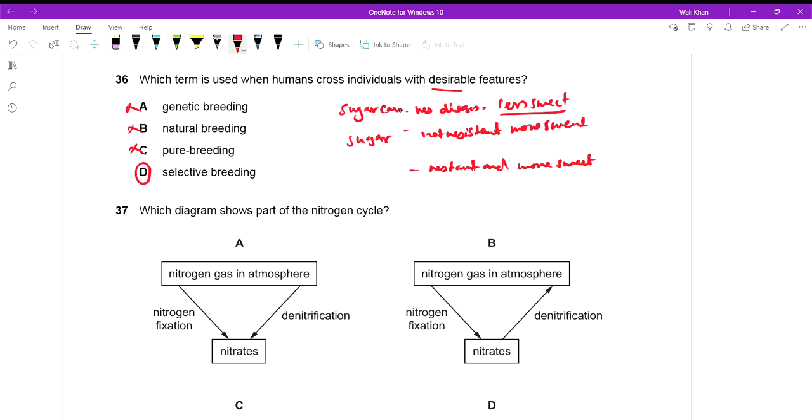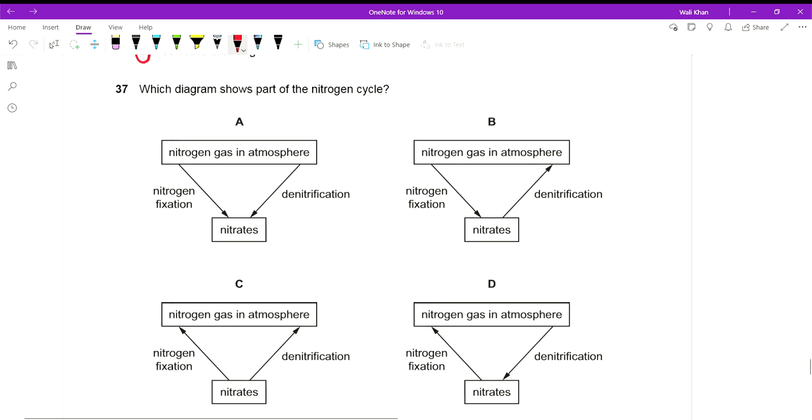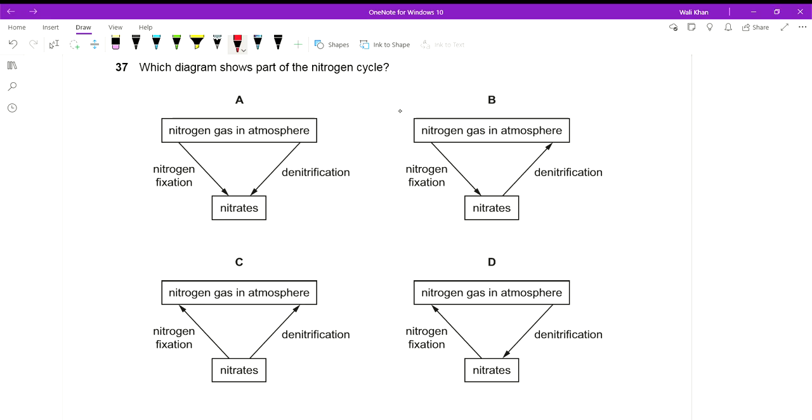Which diagram shows part of the nitrogen cycle? Nitrogen gas in the atmosphere, nitrates, nitrogen fixation, denitrification. No, in this both the arrows are going downward, it will not be like this. It is nitrogen gas in the atmosphere, nitrogen fixation, nitrates, then denitrification, then atmosphere. It looks more comprehensive. Nitrogen gas in the atmosphere, nitrogen fixation, nitrate. Here both arrows are going towards the atmosphere, so it is also rejected. So nitrogen gas in the atmosphere, then denitrify. It is an anti-clockwise cycle, so it is wrong. So the correct option is B.